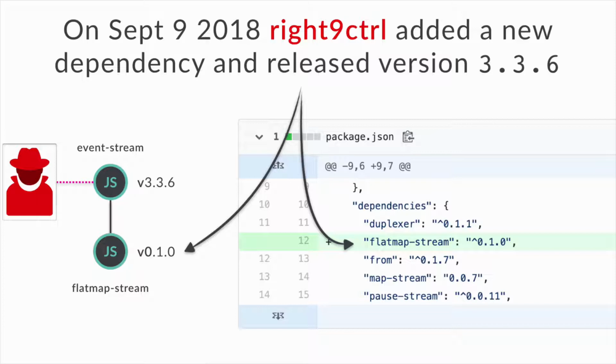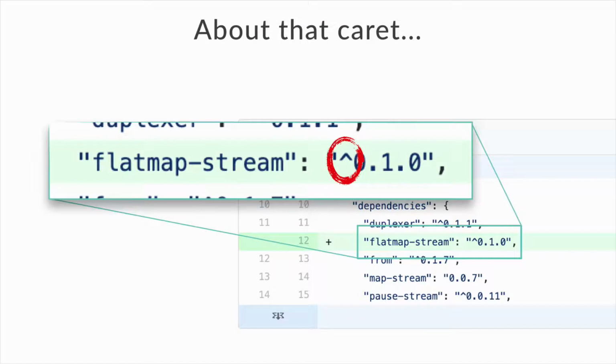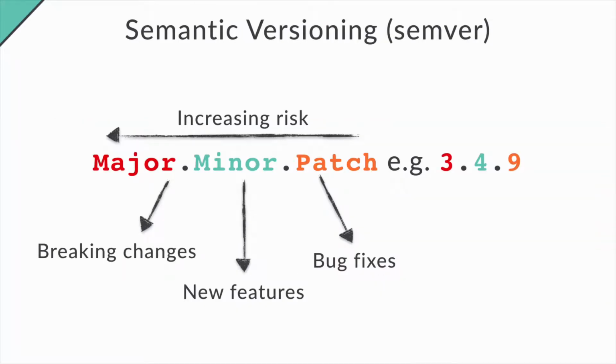This dependency had nothing weird about it. It did something useful. It didn't look like anything was strange. But let's talk about that carrot. So first off, a quick run through on semantic versioning for anyone who's not up to speed with semantic versioning.